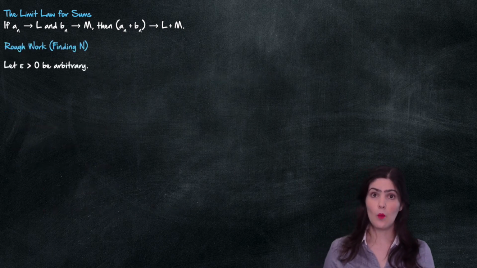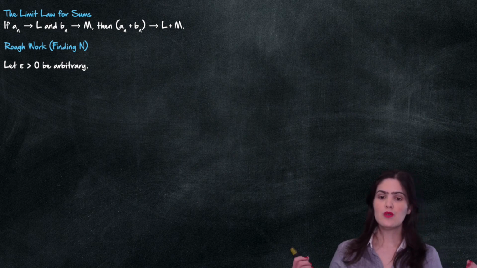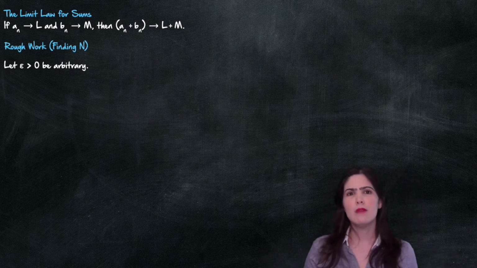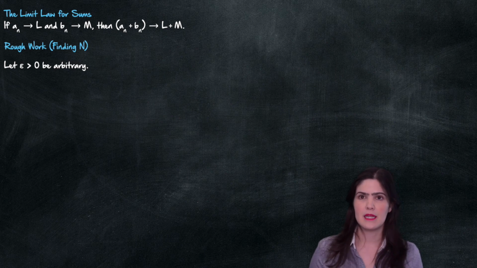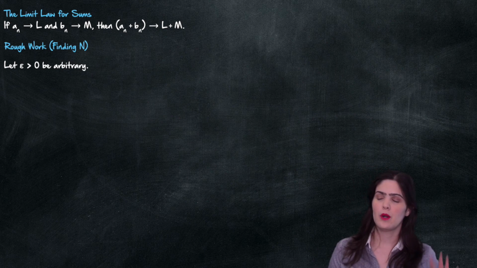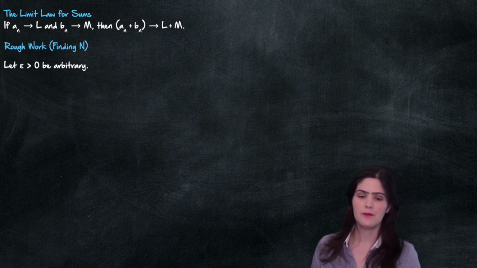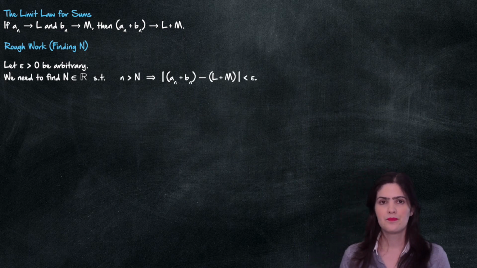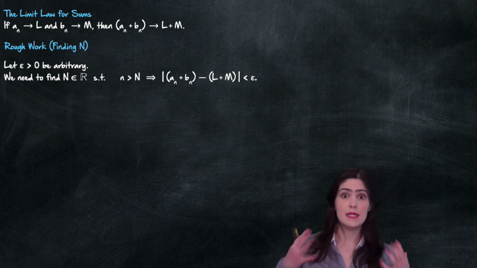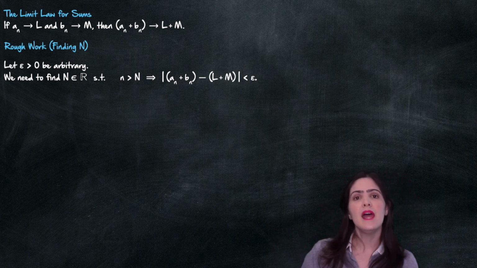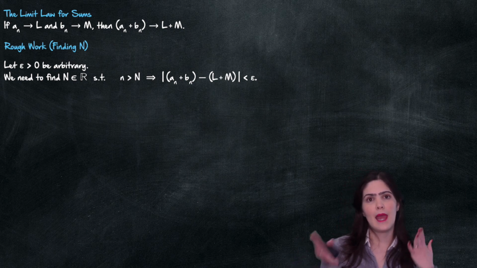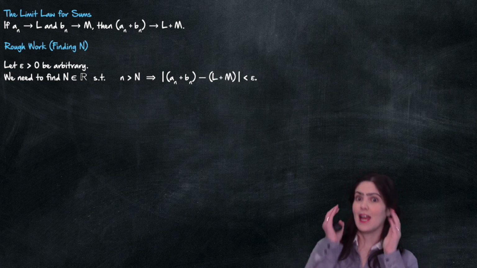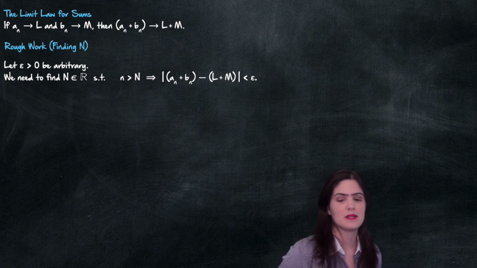Okay, now that we're clear on what the structure should be, let's try to find n. Remember, I've told you before, the difficult bit in this proof is always finding n. So how can we do this? Well, we're going to start by fixing a positive epsilon. Good, out of the way. And now, let's see, we need to find a number n such that if my n is bigger than this number capital N, then the absolute value of an plus bn minus L plus m is less than epsilon.